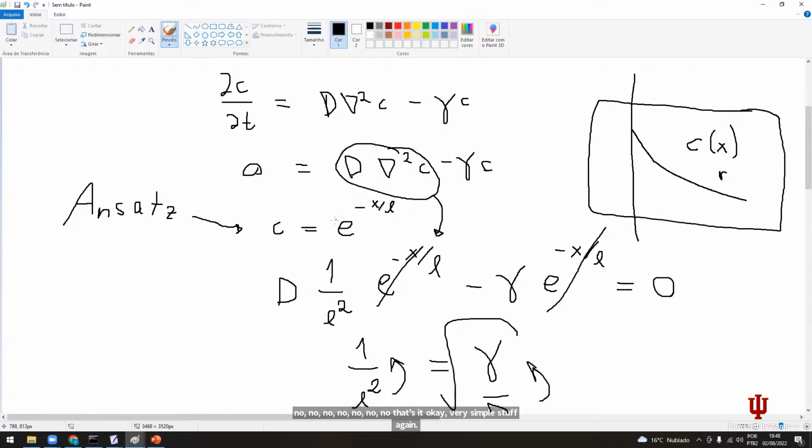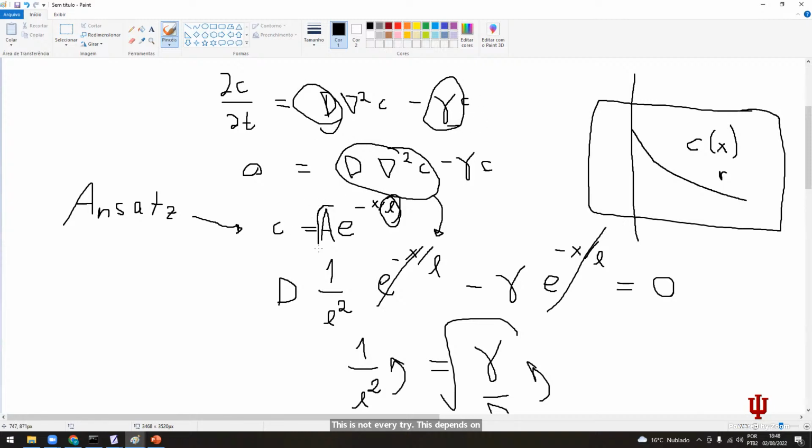So why did I put an ansatz like this and not like this, a constant times the, well, simply because the constant is arbitrary. This is not arbitrary. This depends on the parameters of the equation. The number I multiply here outside the function, this is arbitrary. Okay, I could also put another exponential, be the most general form, right? With negative here, positive here.